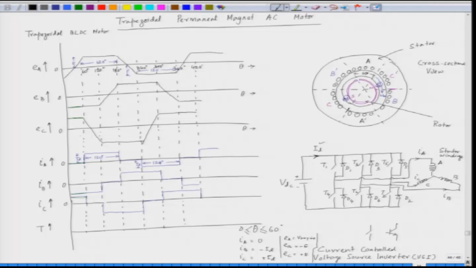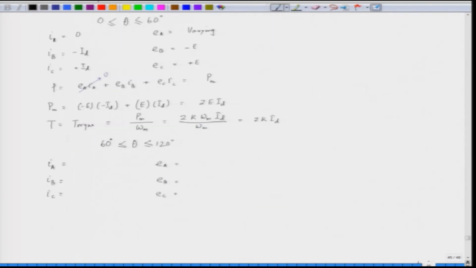So, for 60 to 120, IA is plus ID, IB is minus ID, IC is 0. So, this is plus ID, minus ID and 0. So, this is E is plus E and EB is minus E and EC is varying in nature. So, again for 0 to 60 to 120, we will see that initially we saw from 0 to 60 degree, from 60 to 120 also we will see that the mechanical output is 2 E into ID.